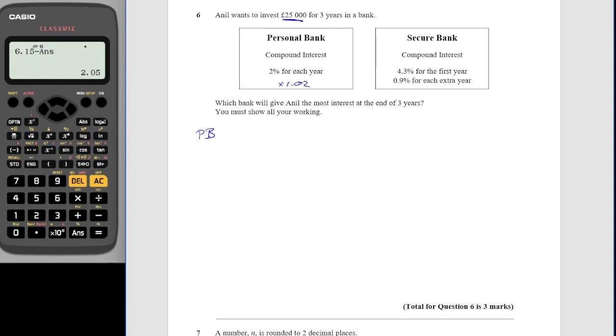So whatever the investment is times by 1.02 to the power 3 will give us x times y. And then it's this 1.02 to the power 3, 1.061208, and that's the interest multiplier over the 3 years. And we can do the same for the secure bank. So for the secure bank, whatever x is, regardless, the 25,000 is irrelevant.